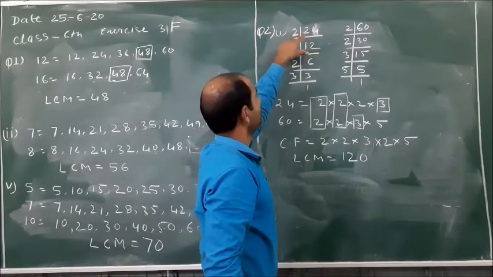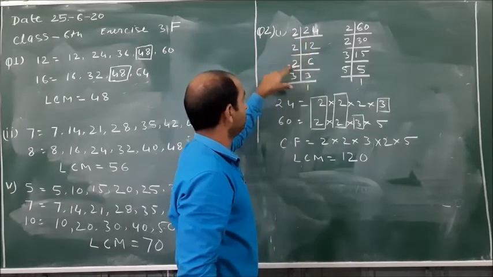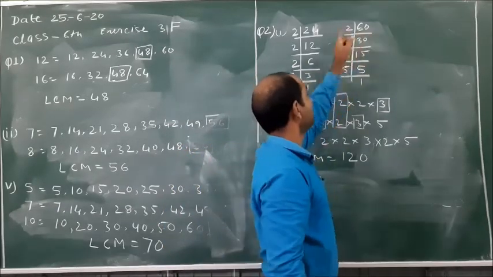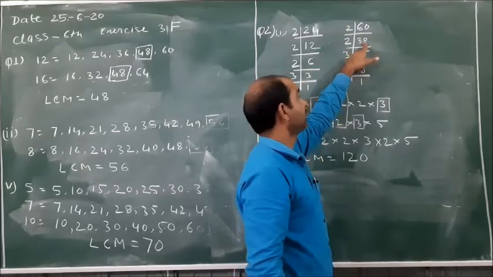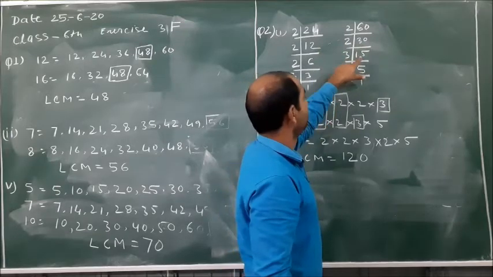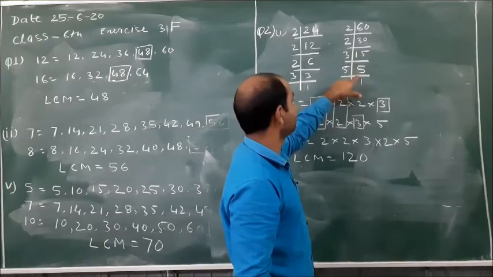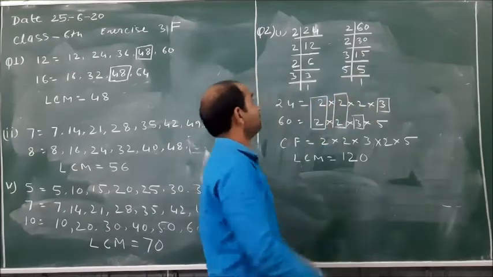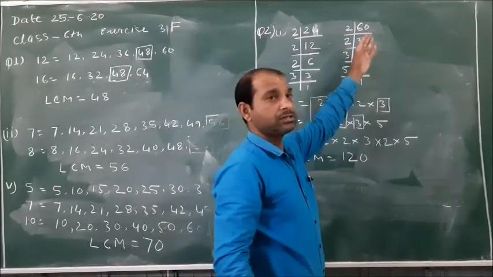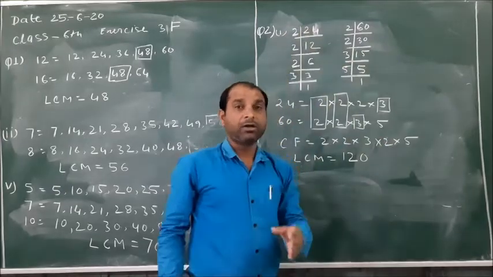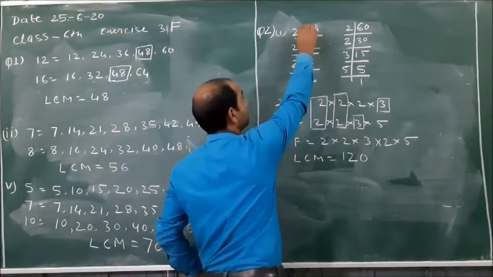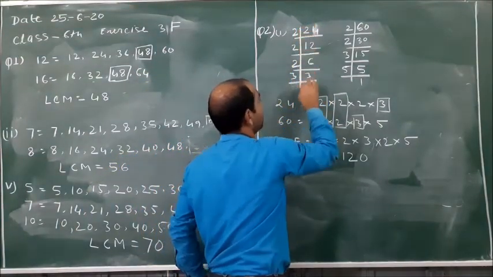24: 2 ones are 2, 2 twos are 4, 2 sixes are 12, 2 threes are 6, 3 ones are 3. Now 60 divided by 2 comes down 30. 30 divided by 2 comes down here 15. 15 divided by 3, 3 fives are 15 and 5 ones are 5. These numbers are the prime factors of 24 and these numbers are the prime factors of 60. We divide only by the prime numbers, because this is the prime factorization method.